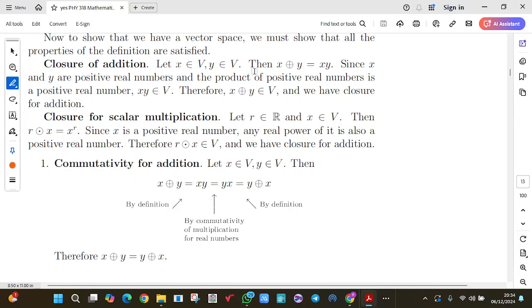Yes. So the two positive numbers were positive, positive. Then when you multiply, you get another positive, so you get a positive real number. Therefore, xy, which is positive, still belongs to that vector space V. Therefore, they are closed. This law is closed. It's closed for addition.